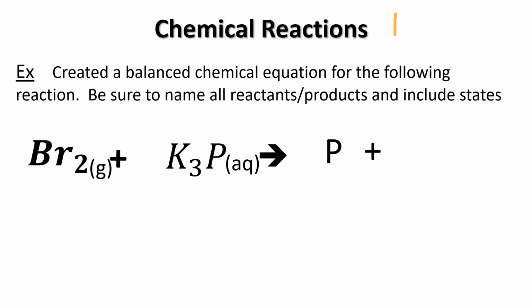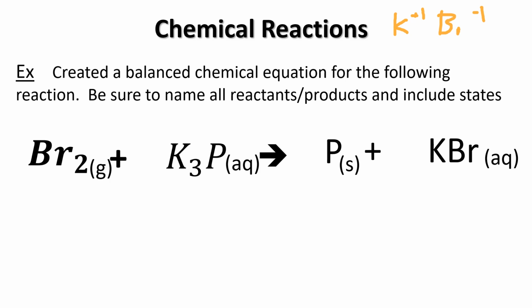And again, consider that potassium has a charge of +1, and bromine has a charge of -1. So KBr should be our formula. Next, we'll think about the states here. Phosphorus is not a diatomic gas, so it's a solid. And Br is a halide, so it's an aqueous compound.